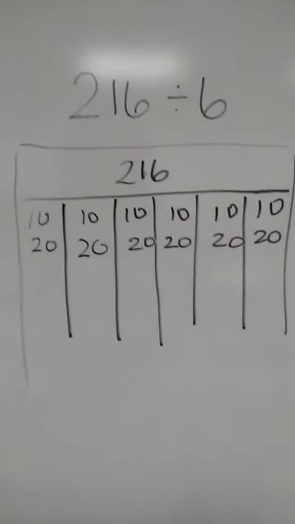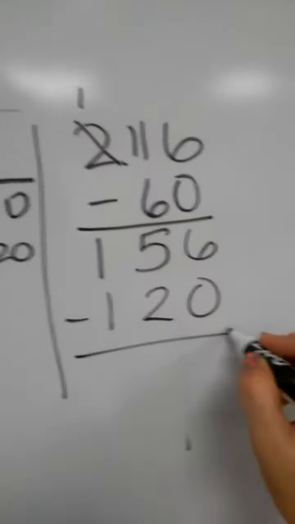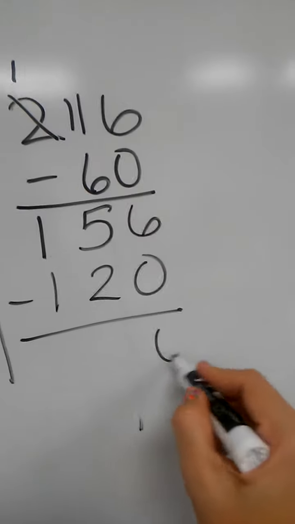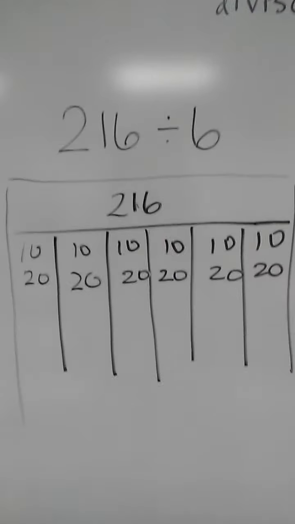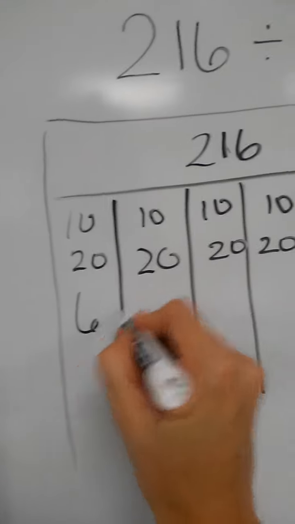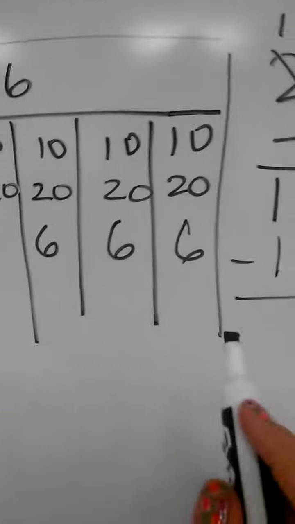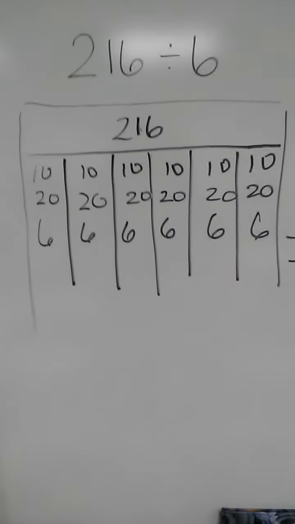So I just passed out 6 groups of 20, which is 120. It's made a much bigger dent in my divvying out. So I'm left with 36. And now I know that 6 times 6 is 36, so I know I can pass out 6 groups of 6. I just passed out 6 groups of 6. That's 36. So now I've passed out all 216.